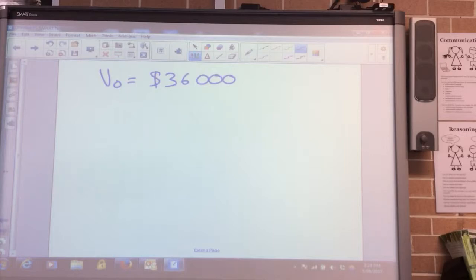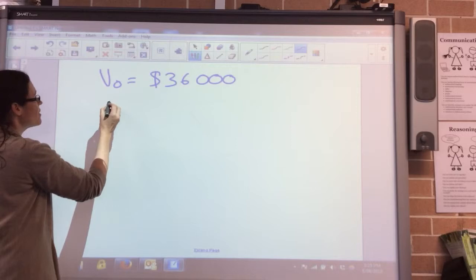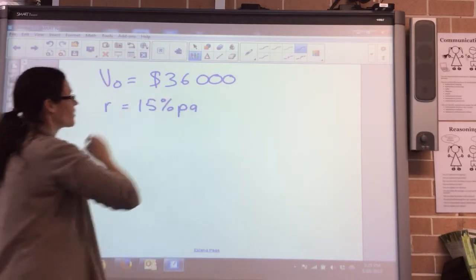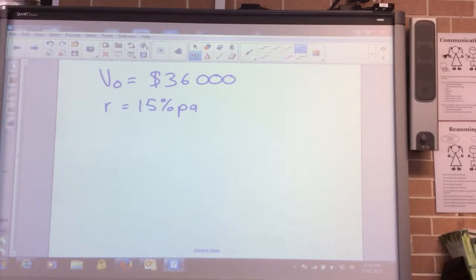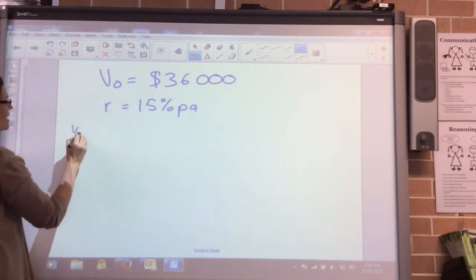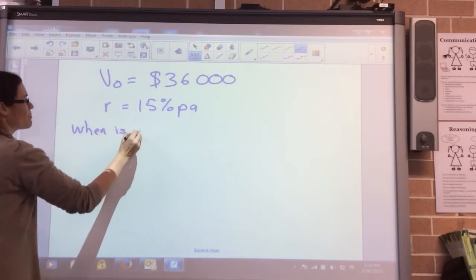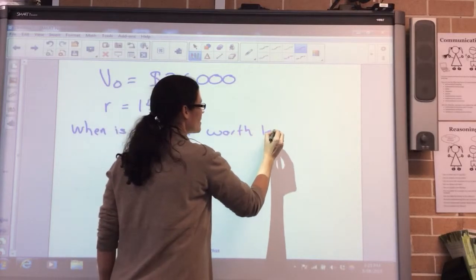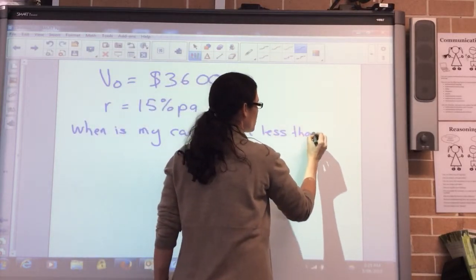Okay, I know that it's going to depreciate at 15%, let's say 15% a year, so my rate is 15% per year. Okay, this time, I'm not going to tell you how long it takes to depreciate. I want to know how long will it be until my car is worth less than $20,000. Okay, so I want to know when is my car worth less than 20,000.